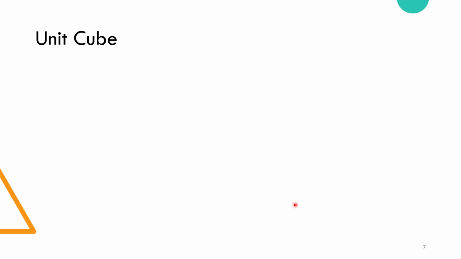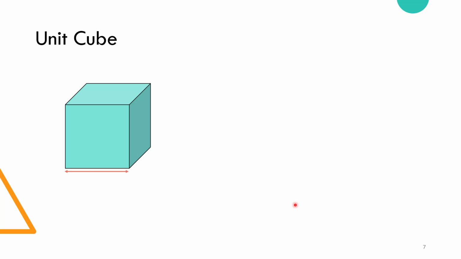Now before we go to that level, let's understand what we mean by a unit cube. Then this whole concept will be very clear. Let's say we have a cube whose length is 1 centimeter, breadth is 1 centimeter, and height is 1 centimeter as well. Now our job is to find the volume of this cube.